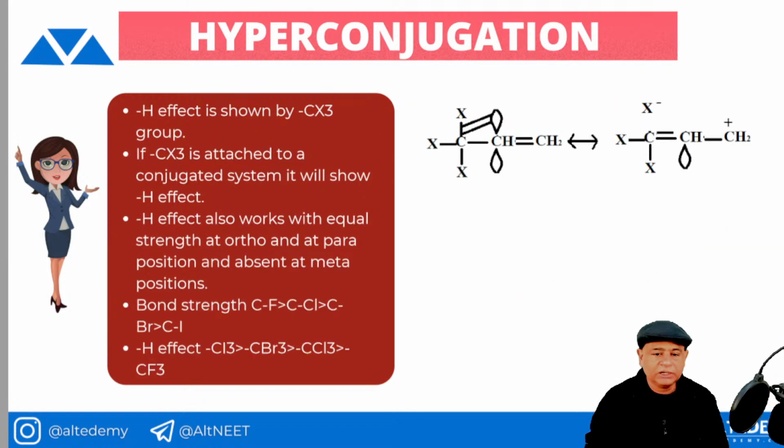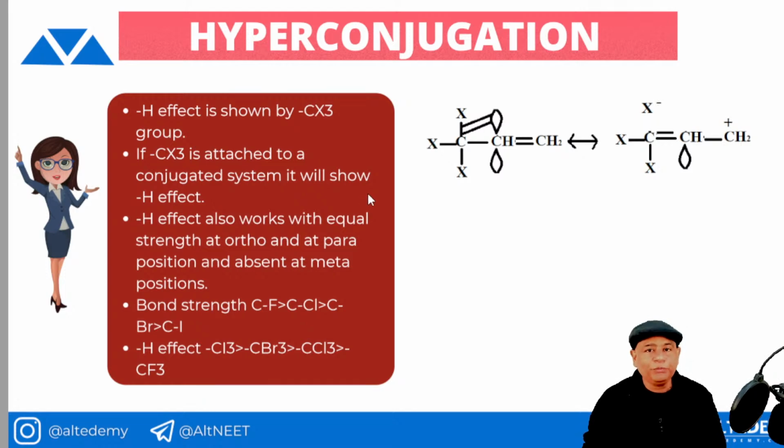Coming to another question, look here. Minus H. We have talked enough about plus H effect. Let us talk a little bit about minus H effect. Minus H effect is shown by minus CX3. Look here, we have explained here. CX3, X is halogen. If CX3 is attached to a conjugated system, it will show minus H effect.